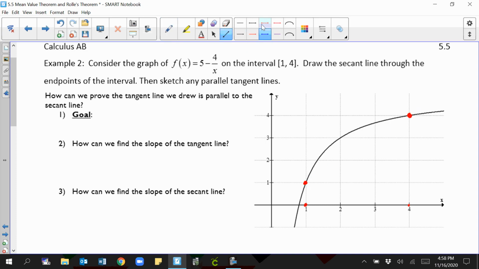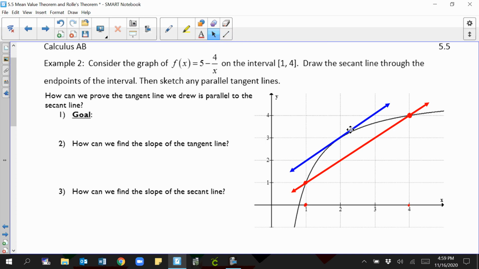So let's draw our secant line. Our secant line is going to go through those 2 points. Ooh, I did not draw that very well. There we go. It goes through our 2 points. So is there a tangent line that's parallel? It kind of looks like maybe at 3 right here we would have a tangent line that's parallel, possibly. So let's check that out and see if that matches.